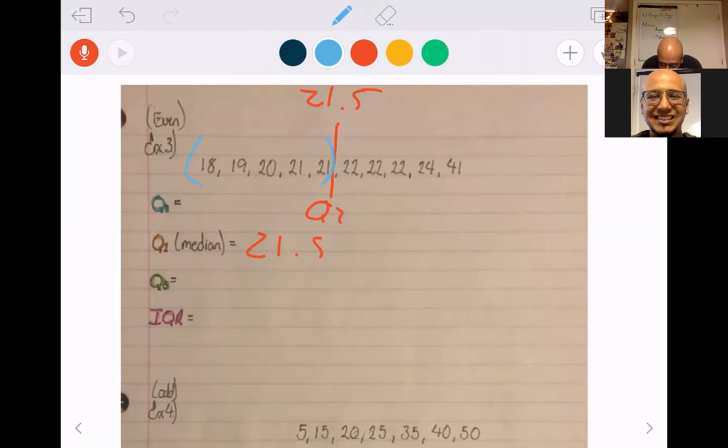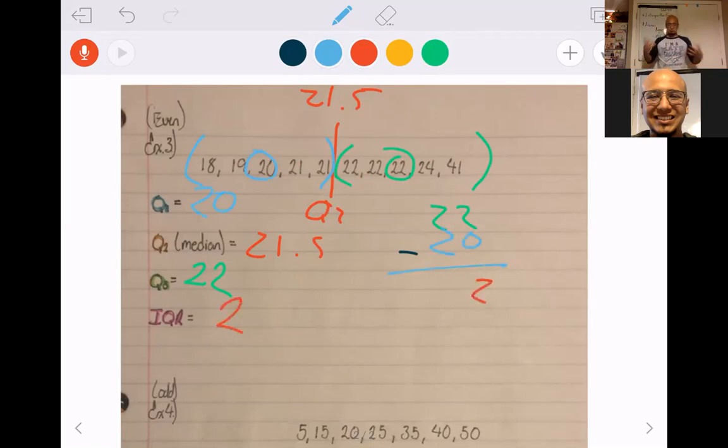And so that's going to be 20. I can see it. It's very clear right there. It's the number around the middle. So that's my Q1. So that's going to be 20. And when I look at the upper half, I can see that 22 is my upper median. So my interquartile range is Q3 minus Q1. So it's literally going to be 22 minus 20, which is going to give me 2. So my interquartile range is simply 2. That's it. That's all we're doing.